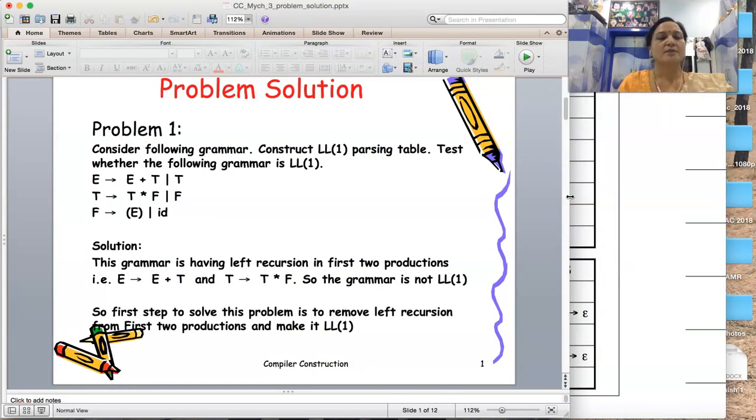In the problem, the grammar is given as E tends to E plus T or T, T tends to T into F or F, F tends to E enclosed in the bracket or ID. Now consider the following grammar, construct an LL1 parsing table and test whether the grammar is LL1. If you observe the grammar, is the first step required, that is, removal of left recursion? Yes, these are the two productions.